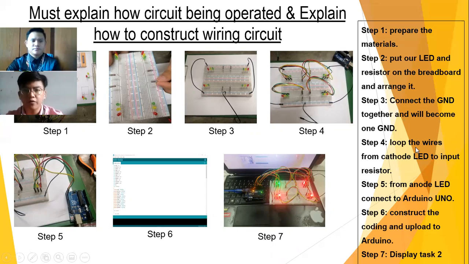For step four, as you can see in the picture, we loop the wires from the cathode LED to the input resistor. And step five, from the anode LED, we connect to the Arduino Uno terminals. For step six, we construct the coding and upload it into our Arduino Uno. And step seven, we display the output, the four junctions traffic light.